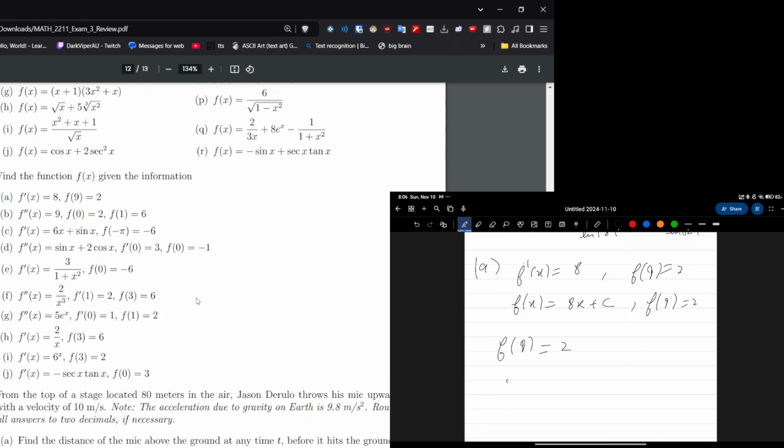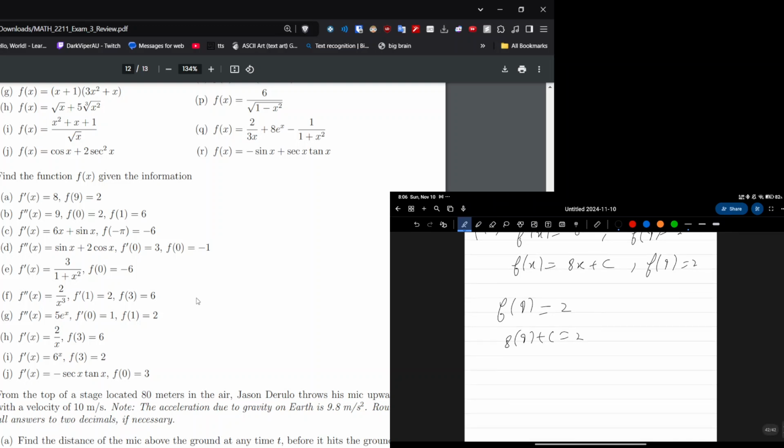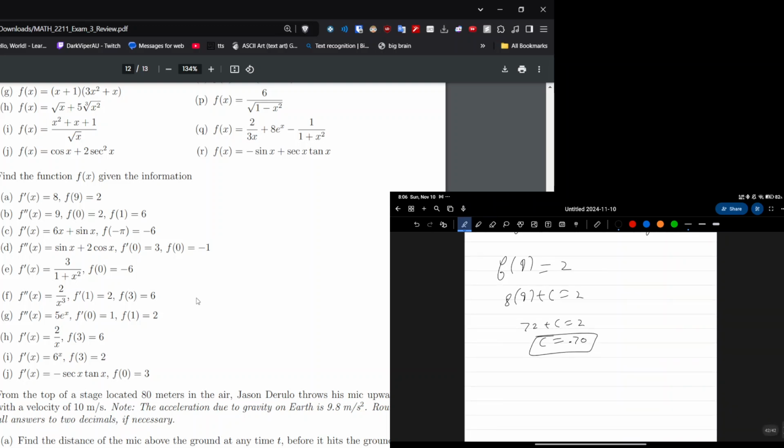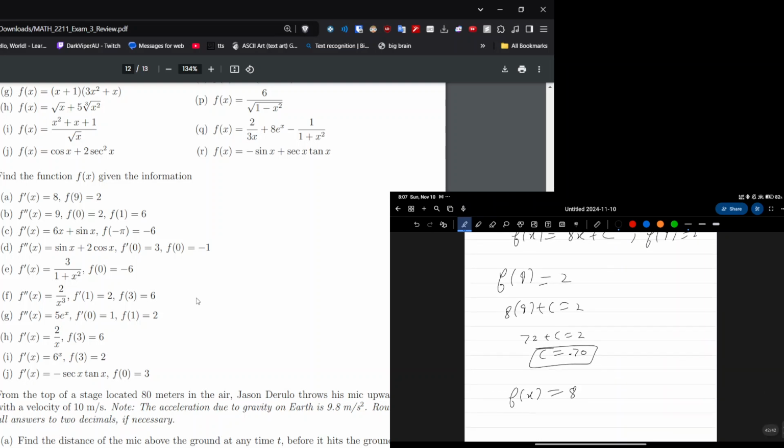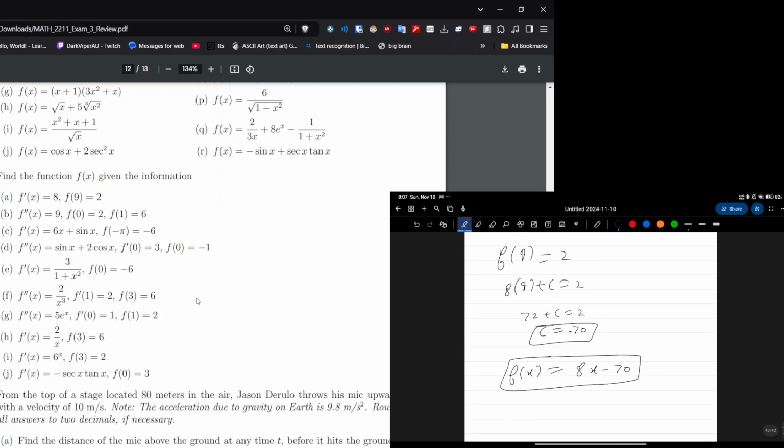So let's plug in 9 over there. 8 times 9 plus c equals 2. 8 times 9 is 72. So 72 plus c equals 2, and c equals negative 70. So now I know my c is negative 70. So f of x becomes 8x minus 70. And this is my f of x. Now, with that understood, we can go on.